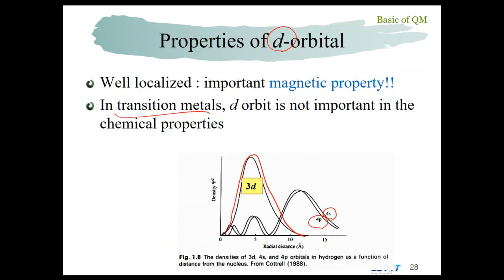Well, here, the important thing is the d electron is somewhat behind the 4s electron. So that means the outer electron is 4s, and the 3d electron is a little bit screened by the 4s. So many chemical properties are determined by the property of the 4s, not the 3d. But the magnetic properties mainly come from the 3d because of this localization. The localization of the electron is very important in magnetism, so I'm going to explain why the 3d electron is important in magnetism.